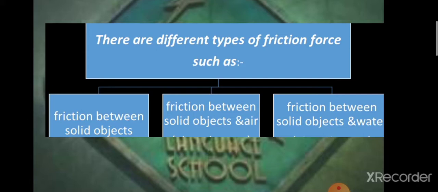Again, we have three types of the friction force: a friction between two solids; friction between solid and air, and we call it air resistance; a friction between solid and water, and we call it water resistance. Okay. For the first one, between solid objects, is what we talked about before. It is a regular type, and we said it's affected by the surface area, surface material, and the speed. In today's lesson, we're going to talk in detail about the air resistance and the water resistance.